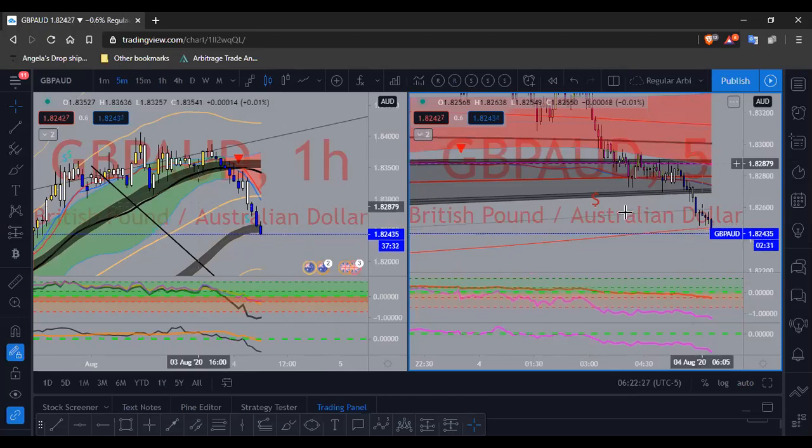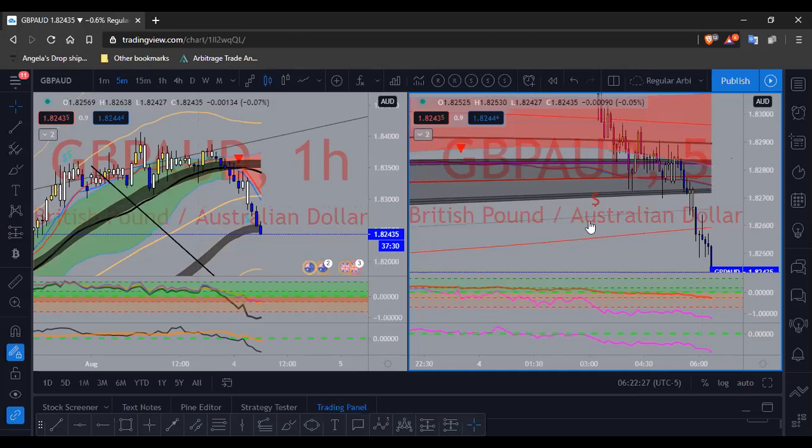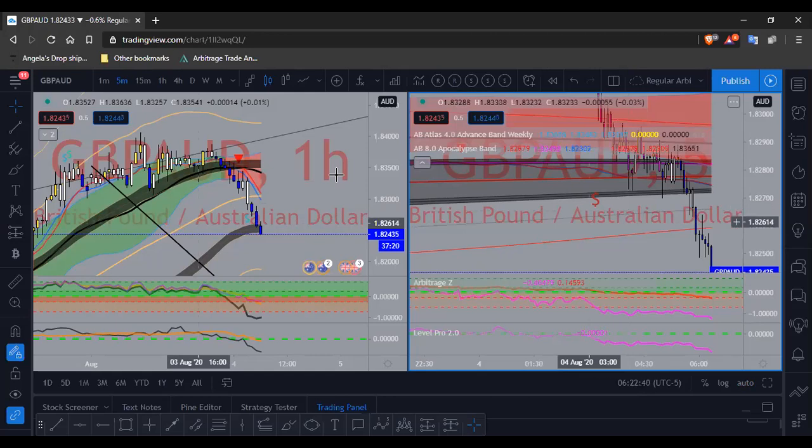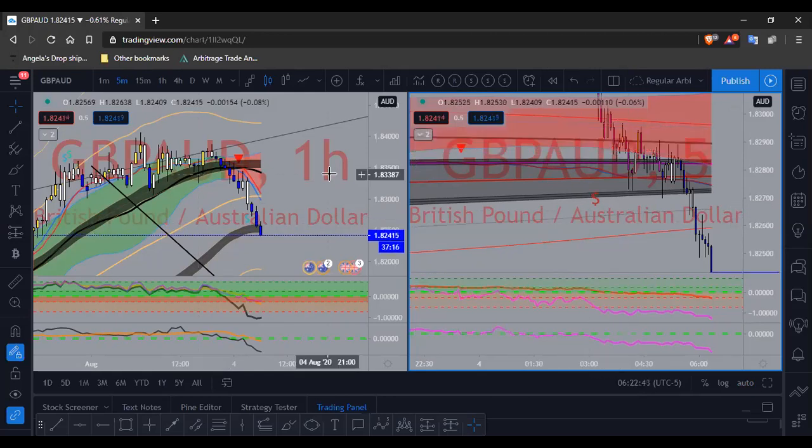I don't like how the Atlas is showing. Hold on. Give me a couple minutes. Let me change Atlas band advance. Why does it look like that? Whatever. But anyways, so let's go on to USDCHF.